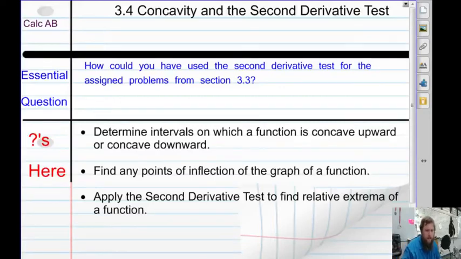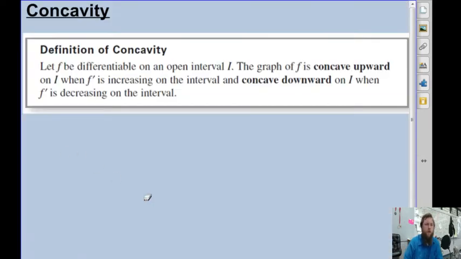Welcome Calculus AB. This is section 3.4, concavity and the second derivative test. The essential question is, how could you have used the second derivative test for the assigned problems from section 3.3? Let's begin. So, what is concavity here?